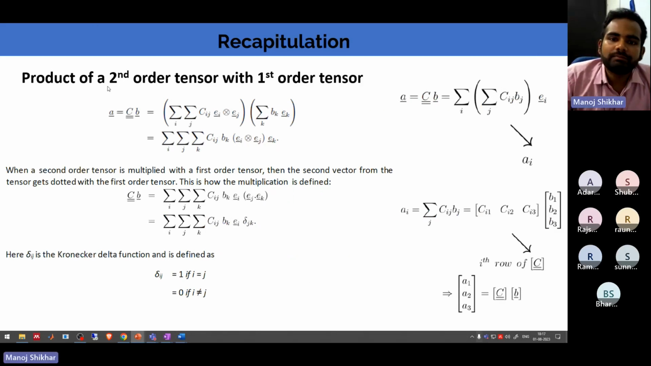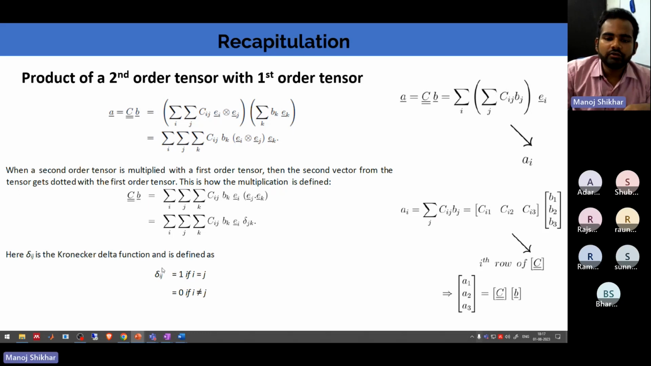Now, the product of a second order tensor with a first order tensor. Here I'd like to say one thing. There are different kinds of products. For example, this here is a simple inner dot product, C dot B. When you do a product of a second order tensor with a first order tensor, you will actually get a vector.